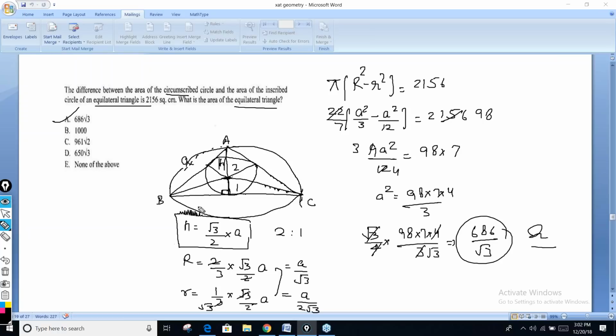So it's a simple question, you just have to use the relation between circumradius and inradius. And if you can remember the direct relation, it is even better. The circumradius is side upon root 3 and the inradius is side upon 2 root 3. That is a direct relation in case of an equilateral triangle. Okay, come to the next one.